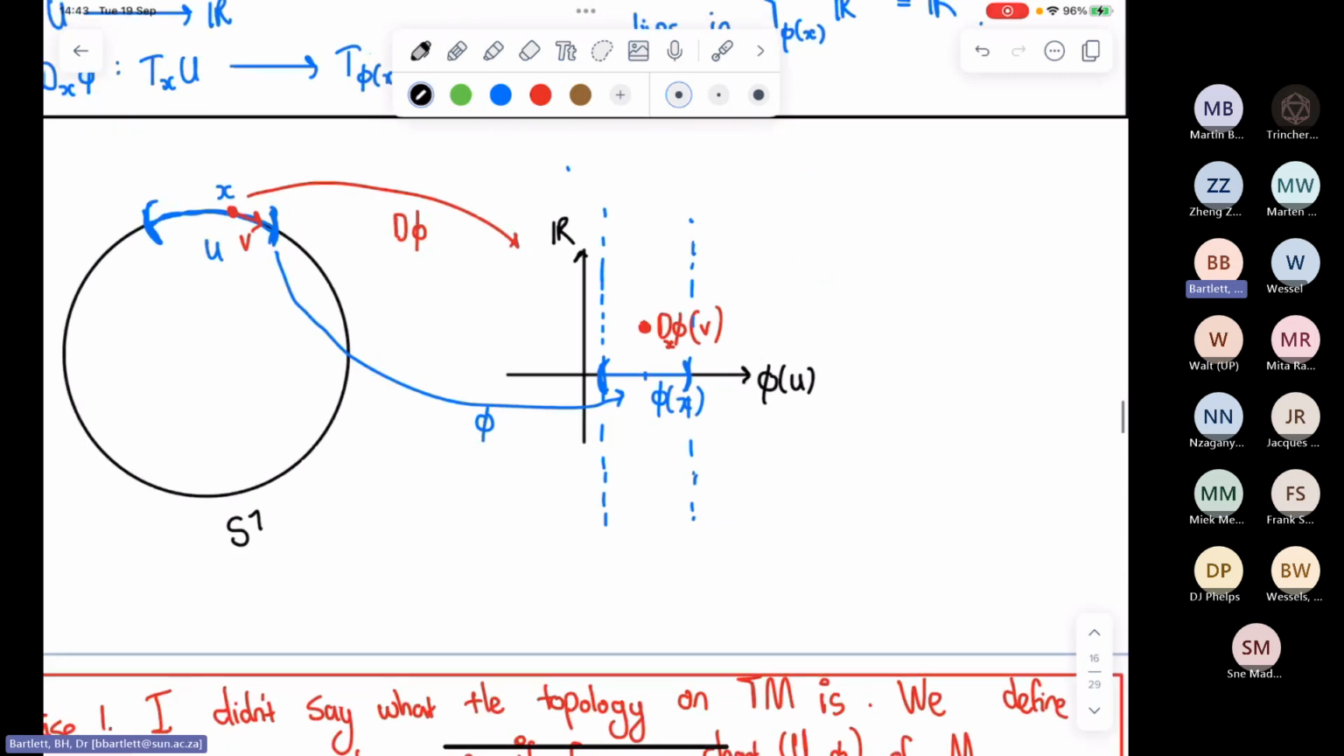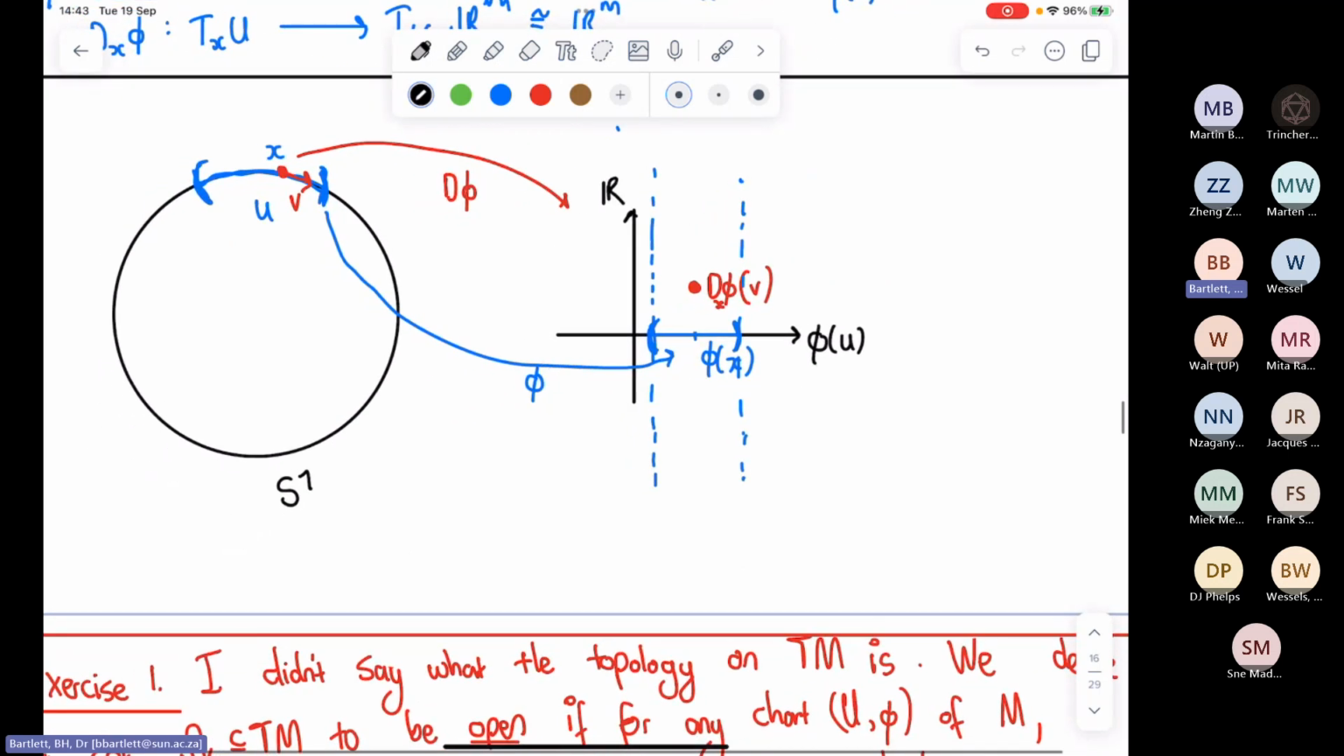Okay, so let's do an example. I want to draw a picture of the tangent bundle of S1. Here's the one sphere, just a circle. And I want to give you a chart for the tangent bundle of S1. So a point in the tangent bundle is a pair consisting of a point in S1, x, and a vector in the tangent space at x.